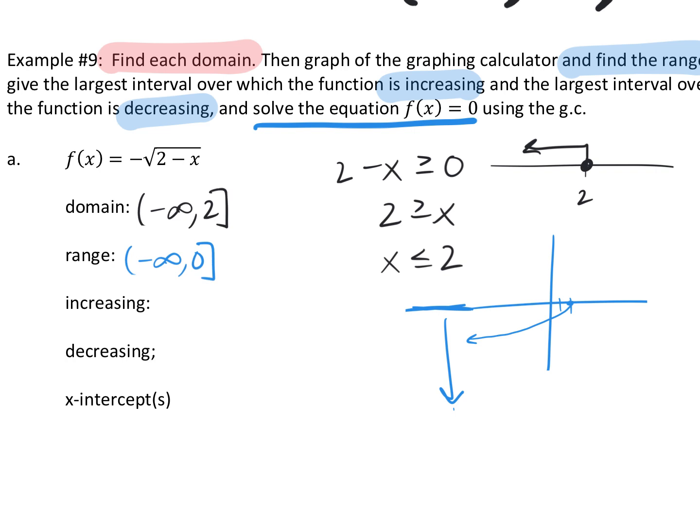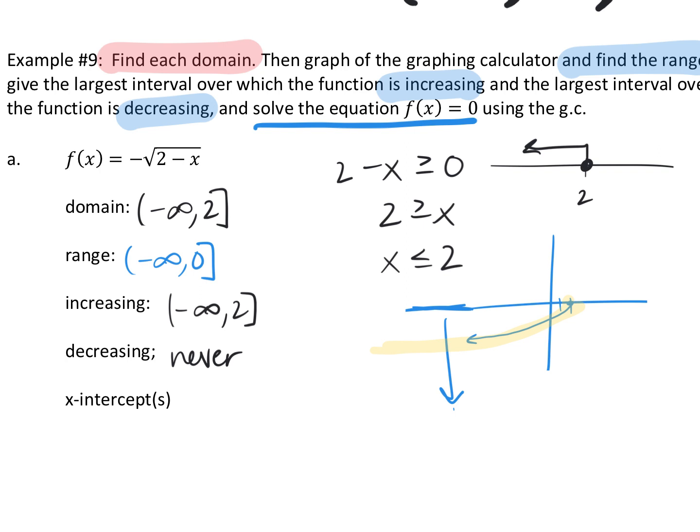And I do include 0 because I do have a point at 2 comma 0. And then as we go from left to right, is our function increasing or decreasing? It is increasing for that entire interval. So from negative infinity to 2, it is increasing. It is never decreasing.